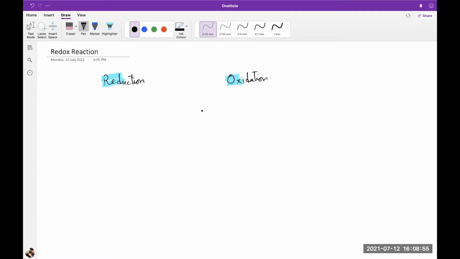So how does this work? What is reduction? What is oxidation? Oxidation is if you take the electrons away from something. So electrons transferring like that is oxidation. You take electrons away, that is oxidation. You bring electrons to something, that is reduction.